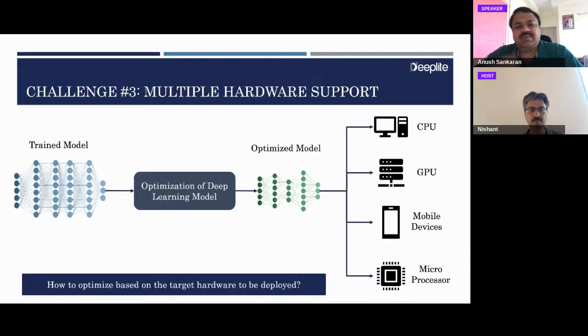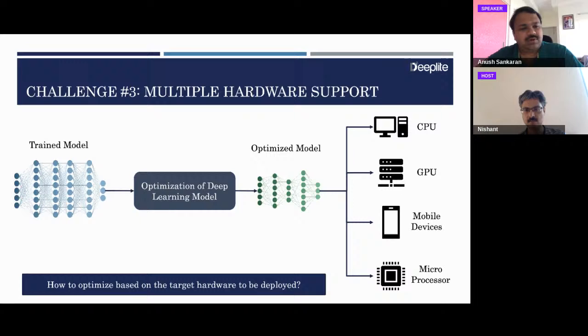Okay. The next is again multiple hardware support, right? I think this was again one of the very valid questions that was asked. We have different hardware architectures. We have RISC CPUs. CPU architecture is one, and we have multiple different CPU architectures, ASIC architectures, RISC architectures. We have GPU architectures. We have different microprocessors like FPGA.